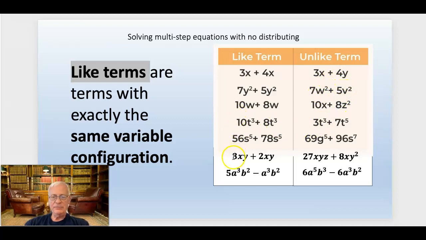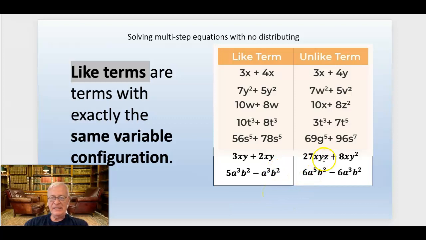I want to call your attention to these bottom two that I added. If it says 3xy plus 2xy, you can put them together. That's 5xy. Down here, if you have 5a to the third b squared, you can combine that with a to the third b squared exactly. Subtracting 1, you'd get 4 of them left. There'd be 4a to the third b squared left. You can combine those together. They have exactly the same variable configuration.